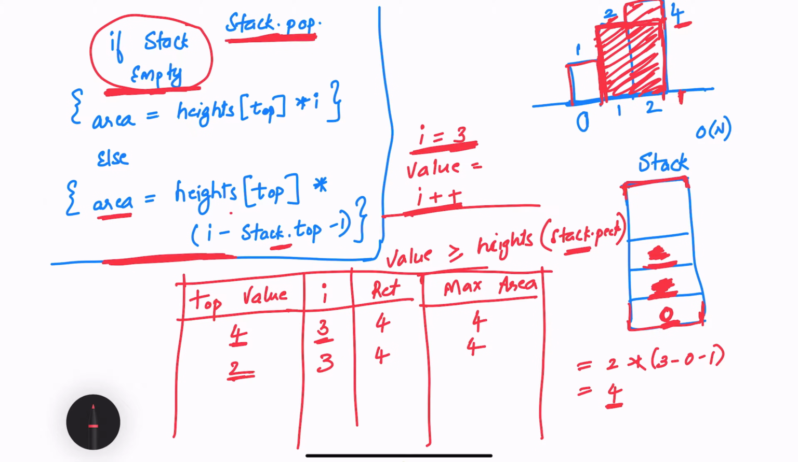We will continue the same loop. If I do a stack.pop, I will get index 0. Then I will check if my stack is empty. Yes, now it is empty because I took away 0. So I will go inside the if condition, and the formula is slightly different here. The formula is heights of top, which is 1, into value of I, which is 3. Result is 3, still not greater than the maximum area. So my maximum area will still be 4, and we will return this as the output.